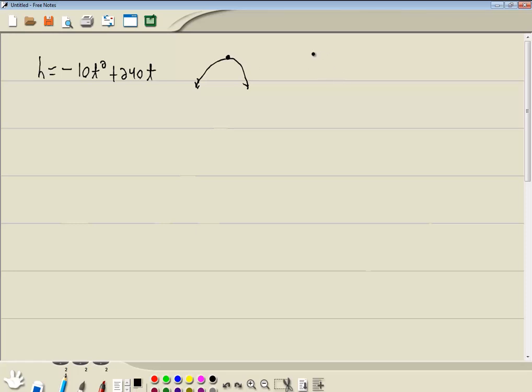Now the vertex formula, we'll talk more about in a minute, but the vertex is equal to x comma y. Those aren't the variables we have here, but if you think about how our quadratic form has been, it's like y equals ax squared plus bx plus c. Taking that into account, our y is our h, and the t is going to be our x.